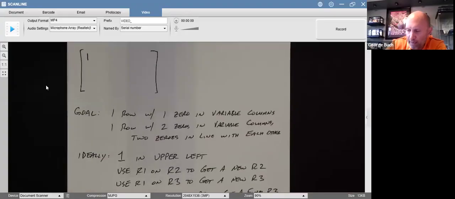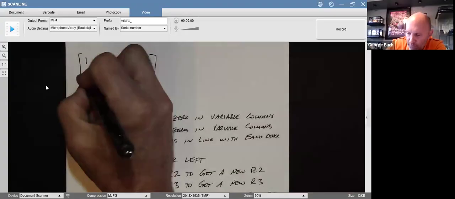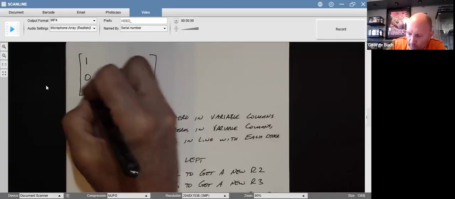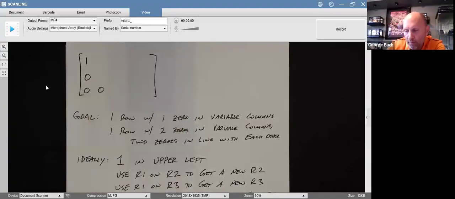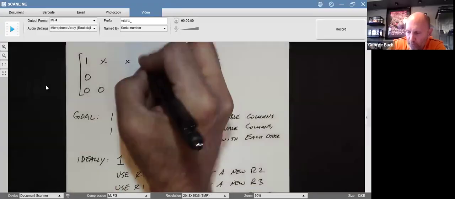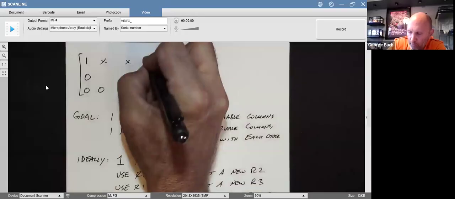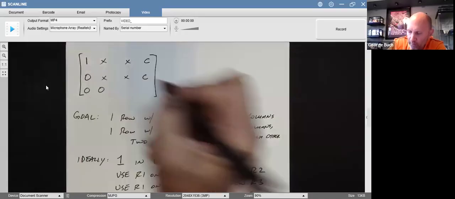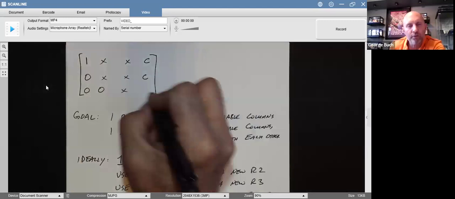And by doing that, my goal would be to get a 0 in this bottom left-hand corner. So here I'm going to have some other numbers and then a constant, and then some other numbers and a constant, and some number and a constant.